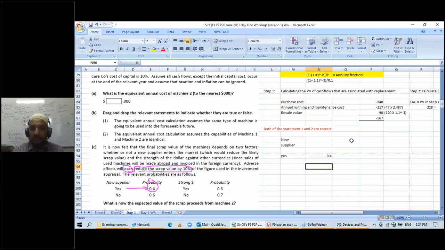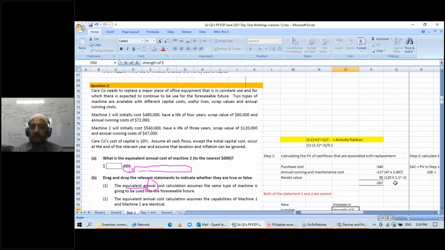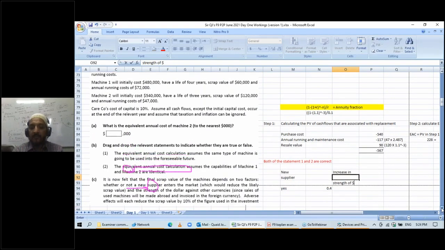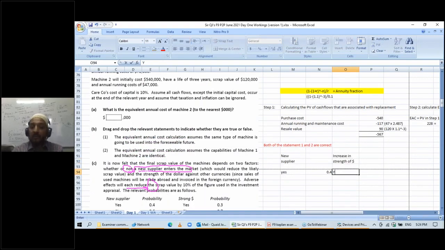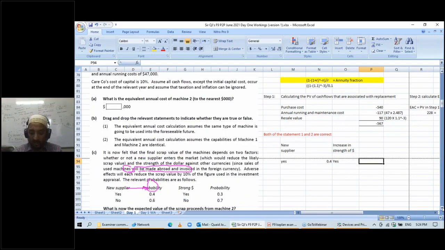Secondly, the next point is along with the increase in strength of US dollars against other currencies. So suppose that the dollar also strengthens, or the strength of the dollar changes. What are the chances of this, that the strength of the dollar will change? They've also given you this. So the strength of the dollar changes, the probability of this is 0.3, which is 30%.